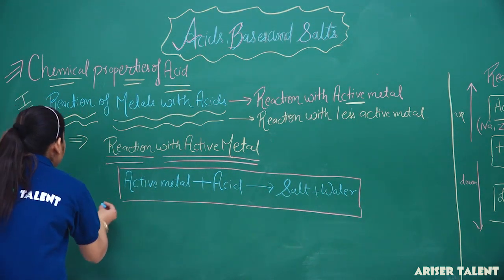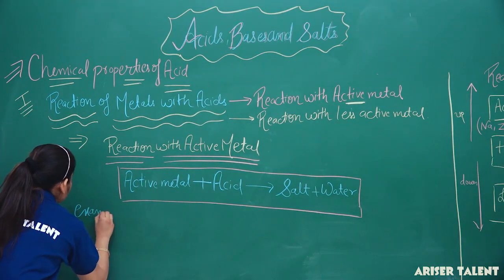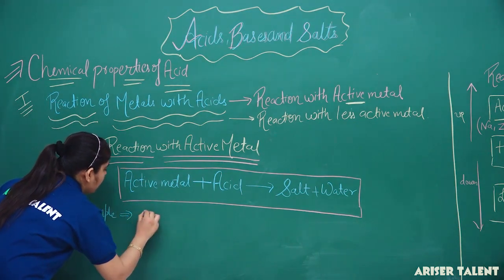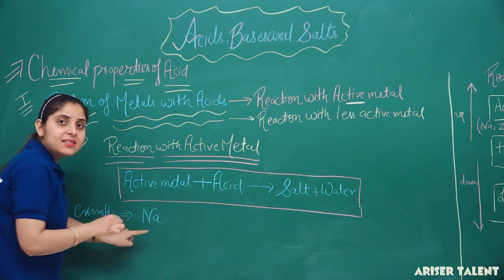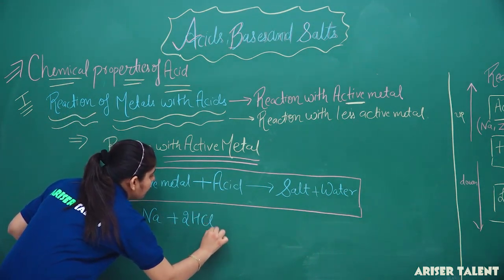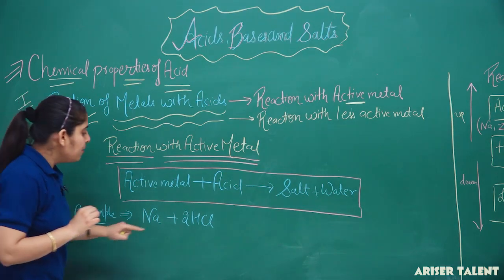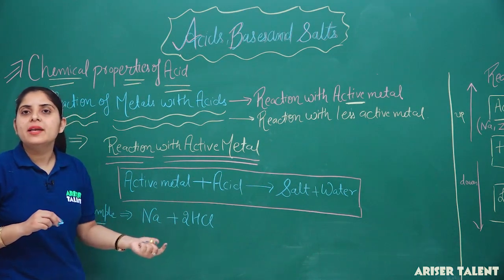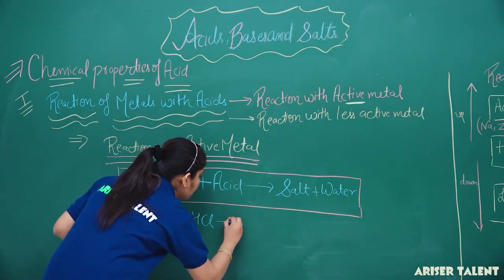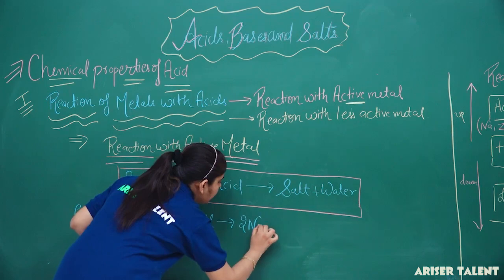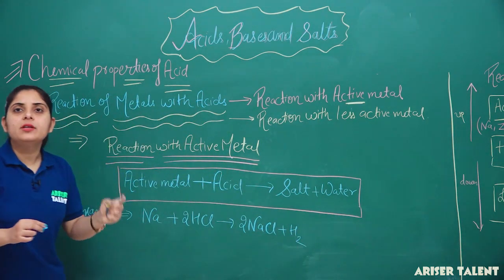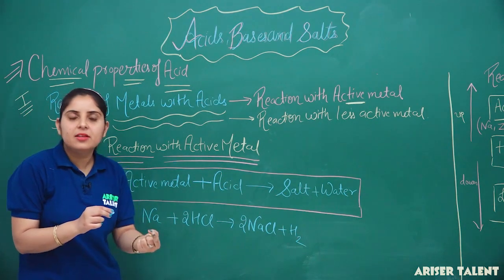Suppose I am considering an example of sodium here. Sodium, that is Na, is going to react with acid, that is 2HCl, or we may take another acid also like H2SO4. So it will liberate hydrogen gas in the solution. So what I am getting here is 2NaCl plus H2. It means the hydrogen gas is liberated in the solution.